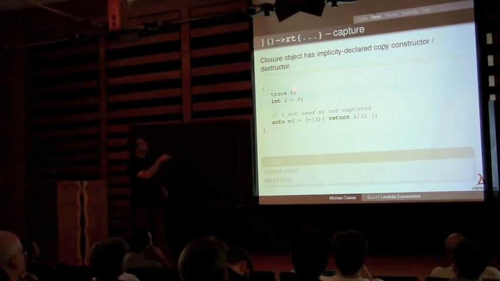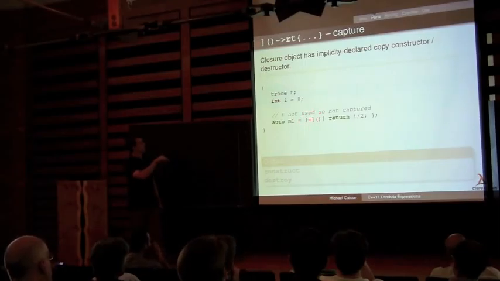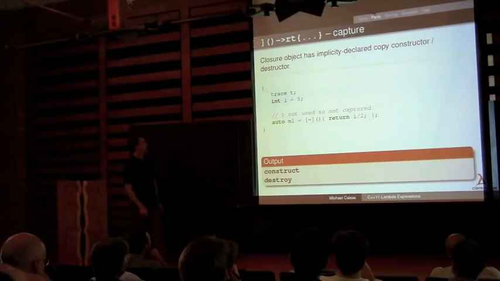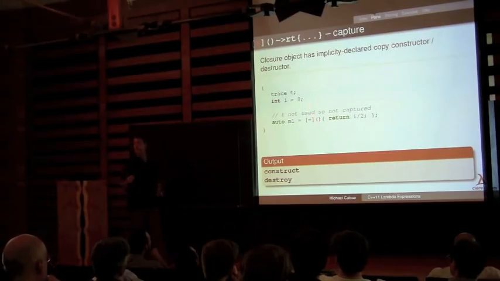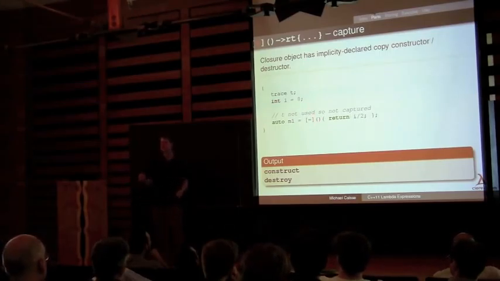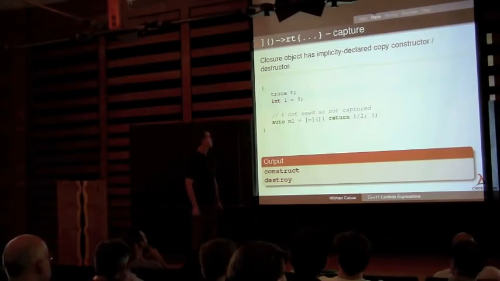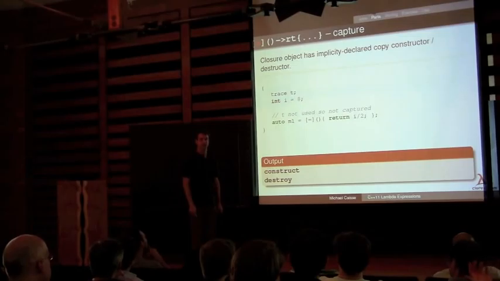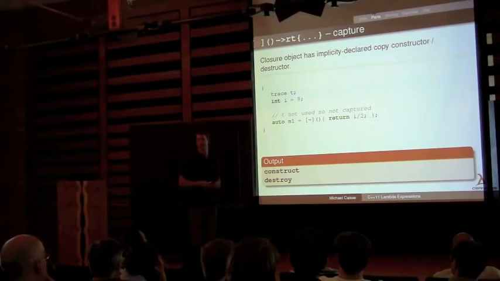So we construct our T, so we have an object, and we're capturing by value, and we're returning I divided by 2. I is a local, and we get construct and destroy because we've constructed and we've destroyed. So we construct T here and we destroy it when we leave our scope. But even though we've captured by value, we didn't use it in our statement, and so it's not there. Unless we use it, it doesn't actually get captured. But it's by value, and so at the time of evaluation of the expression, the copy would have to be made.